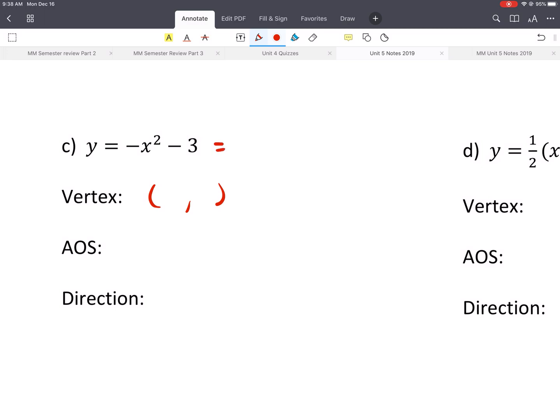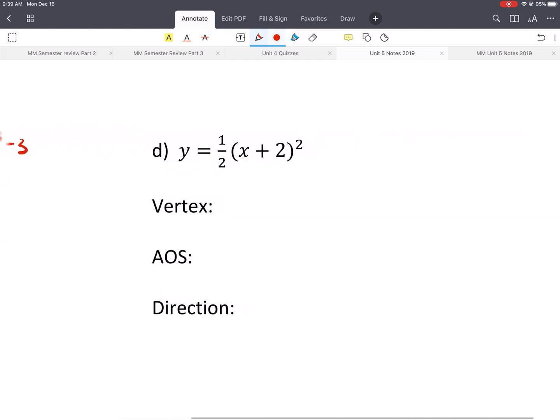Just remember, you can always rewrite this as (x minus 0) squared minus 3. If you are missing the parenthesis, then h is 0. We just simplify it. We would never leave our answer like that. We would get rid of the 0, and then we wouldn't need the exponent anymore. So here we have 0, negative 3. Axis of symmetry would be 0. Direction of opening here would be down, concave down, because a is negative.